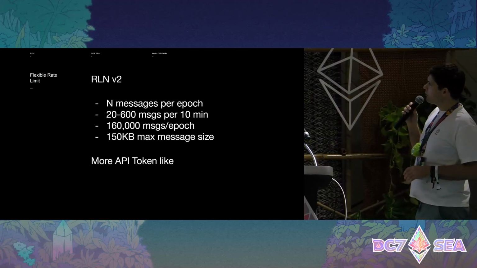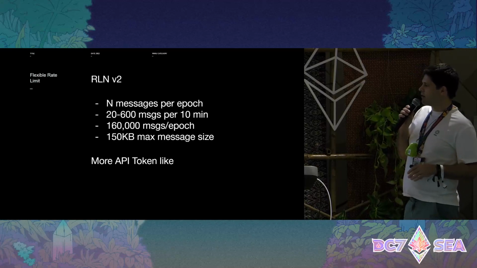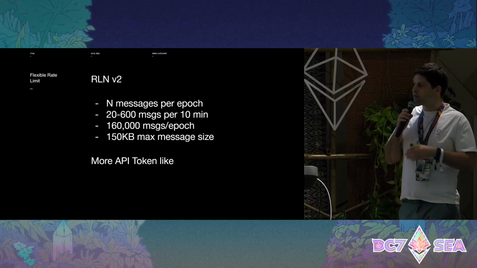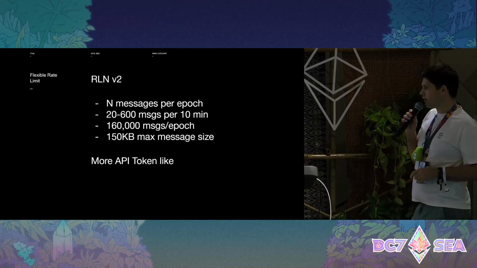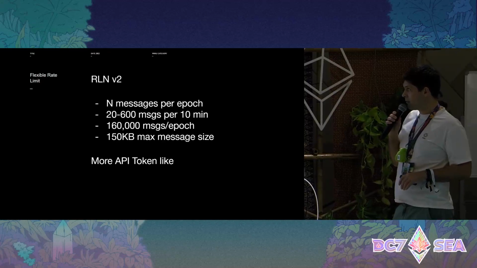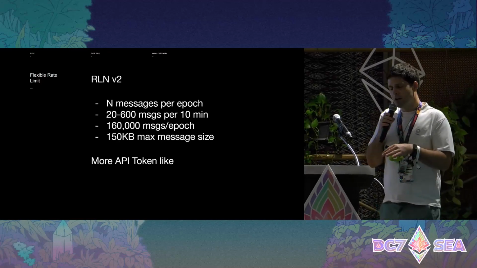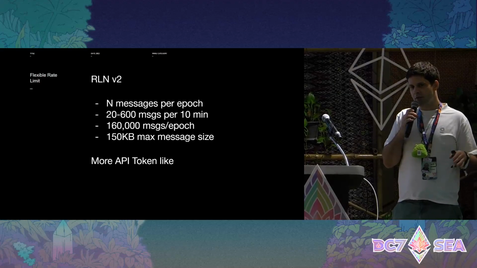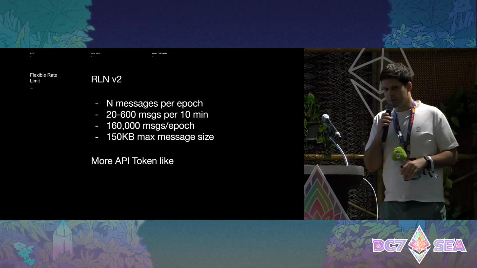We also have a rate limit on the contract. On the smart contract, we have a parameter which is the total number of messages per epoch. We set it to 160,000 messages per epoch. And on the network layer, more as a consensus between the operators on the GossipSub layer, we went for a 150 kilobyte max message size.